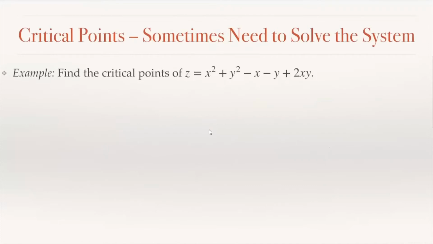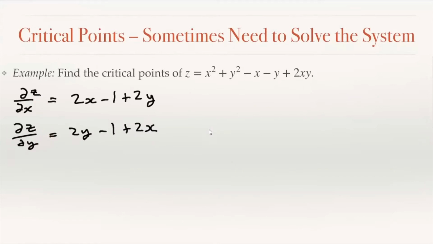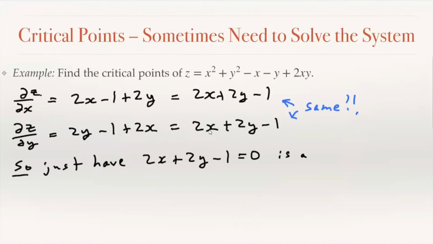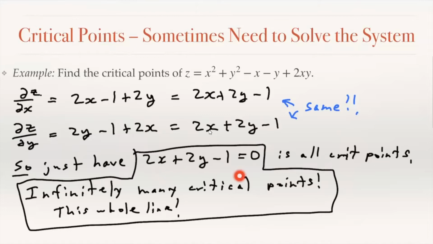And the point of this example will be that sometimes we can see things and we need not solve the system. So taking the partial derivatives here, we get this and that. But look at this. The second one is 2x plus 2y minus 1, and the first one is 2x plus 2y minus 1. Those are the same. So we just have 2x plus 2y minus 1 equals 0 is all critical points, and that is infinitely many. It's that whole line.